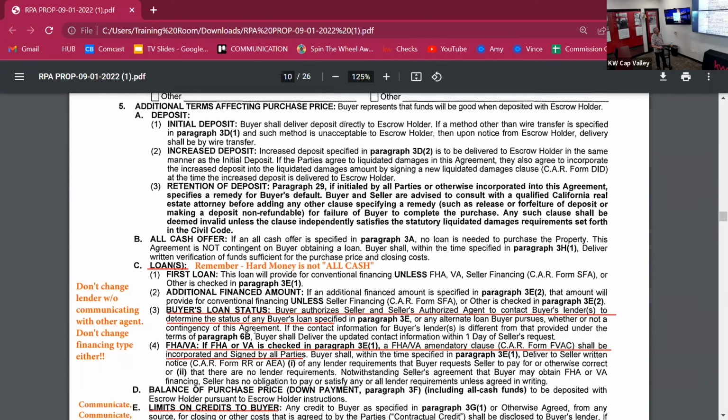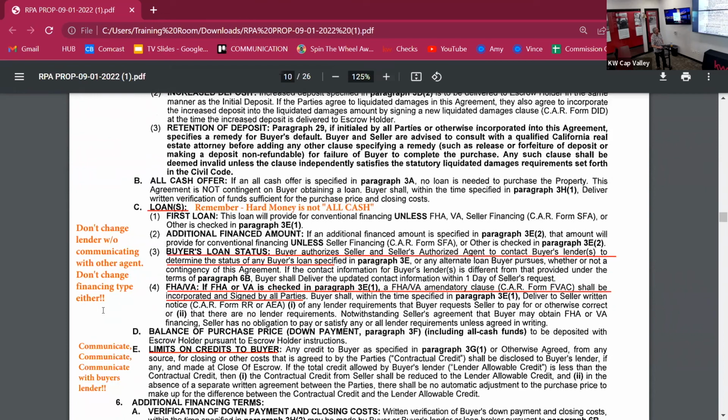And then we get down into the explanation, all of the stuff checked. I talk again about communication. Don't change your lender, don't change your loan type without communicating to the other side. Not only can that be a breach of the contract in some circumstances, it can also be an ethics violation. And ethics violations aren't some minor thing.